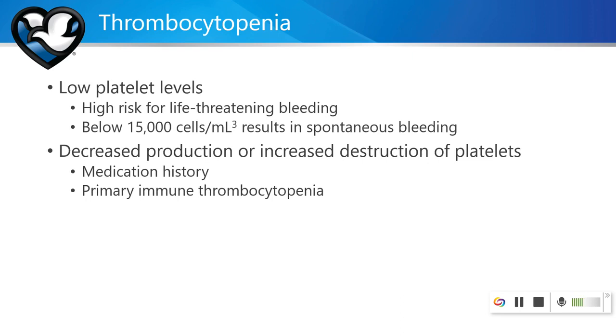Platelets are necessary for coagulation, and thrombocytopenia refers to low platelet levels. The lower the platelet number, the higher the risk for life-threatening bleeding, and levels less than 15,000 can result in spontaneous bleeding without trauma. Thrombocytopenia occurs due to decreased production or increased destruction of platelets. Bone marrow disorders will lead to decreased production.